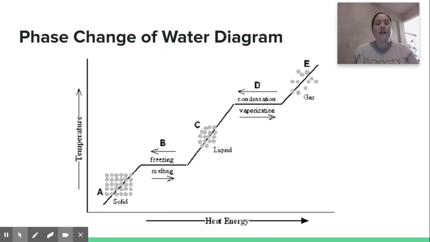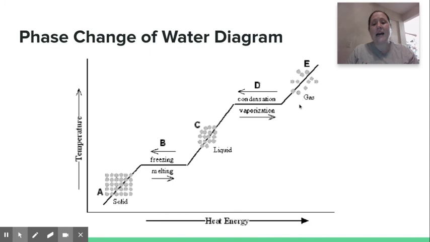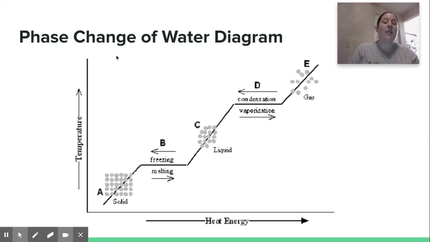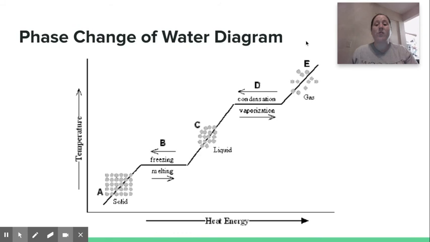On these horizontal lines, if I'm going up the line and I'm going from a solid to a liquid, we're going to melt the substance. If we go from a liquid to a gas, we're going to vaporize the substance. Whereas if we're coming down towards the left and we're starting at a gas and we go down to a liquid, that would be condensation. And if we go from a liquid to a solid, that is freezing. So you are going to want to know on the phase change of water diagram where solids are, where liquids are, and where gases are.